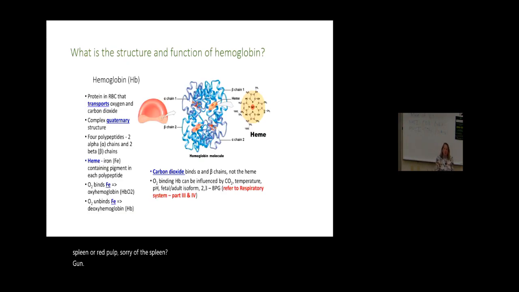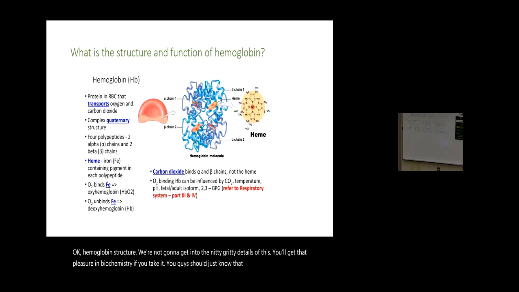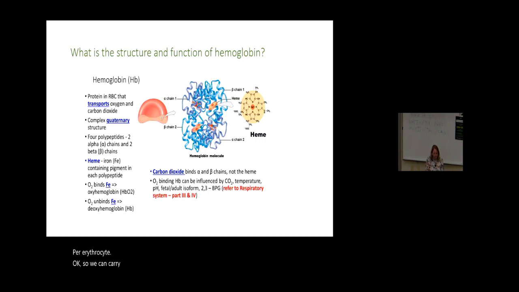Okay, hemoglobin structure. We're not going to get into the nitty-gritty details of this. You'll get that pleasure in biochemistry if you take it. You guys should just know that you have 4 subunits or 4 chains. You can call them either. In adults, it would be 2 alpha, 2 beta. Each one of those is going to have its own porphyrin ring with a heme that contains your iron. And it is the iron that the oxygen will bind to. So every hemoglobin can bind 4 oxygens, and you have hundreds of thousands, if not millions of them per erythrocyte. Okay, so we can carry a lot of oxygen.